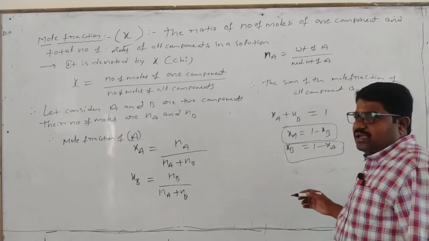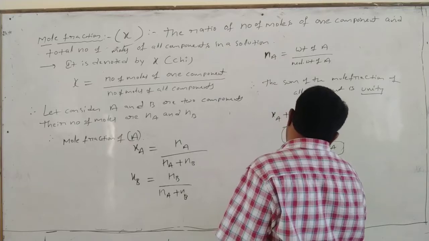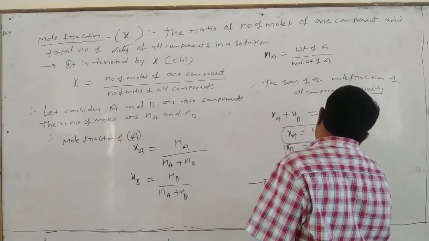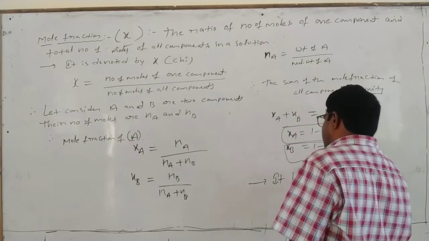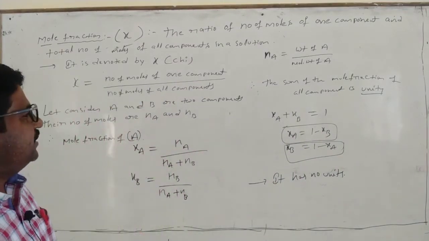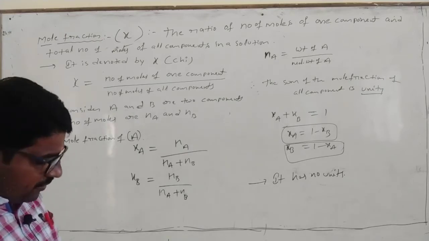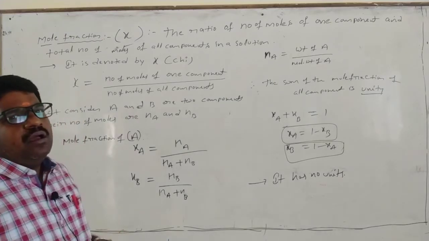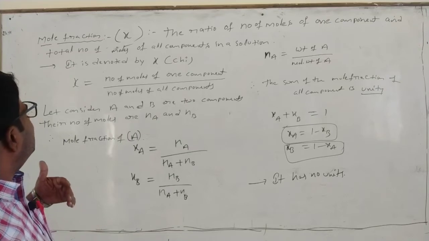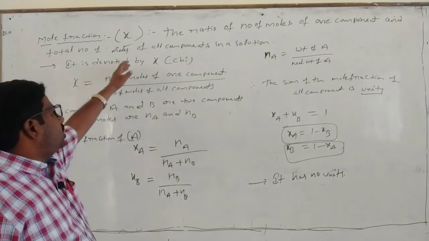Mole fraction has no units. So what is mole fraction? It is the ratio of the number of moles of one component to the total number of moles of all components in a solution. It is denoted by chi.